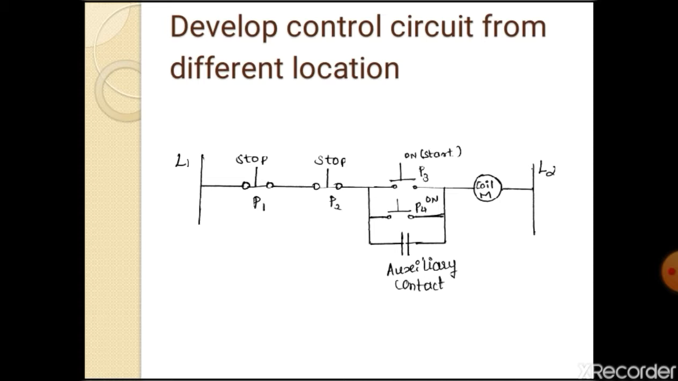After the coil is energized, the holding contact will close and current flows. The running motor can be stopped by pushing the off push buttons P1 and P2. When any push button is pressed, the coil is de-energized so that the main contact gets open and the motor stops.